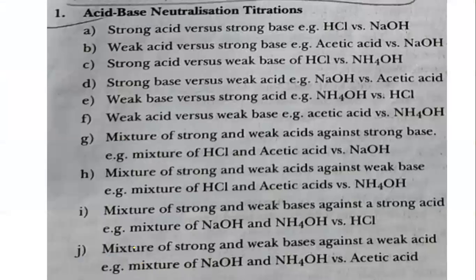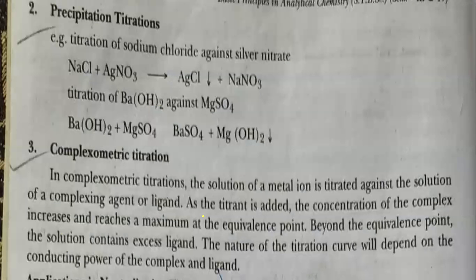What different types are there? First is the acid-base neutralization titration. We know that strong acid versus strong base is one type. Then weak acid versus strong base, strong acid versus weak base, strong base versus weak acid, and weak base versus strong acid. These are all the types of titration which we can study very easily with the help of conductometry. Different acids and different bases react with each other, and their equivalence point can be easily found out. We can even study mixtures with the help of this technique.